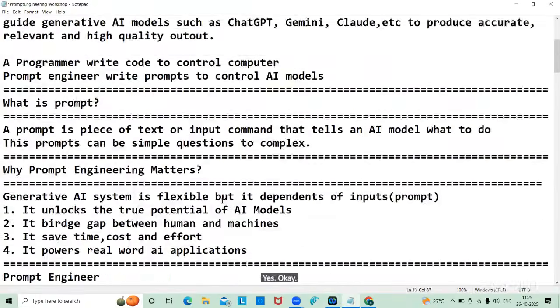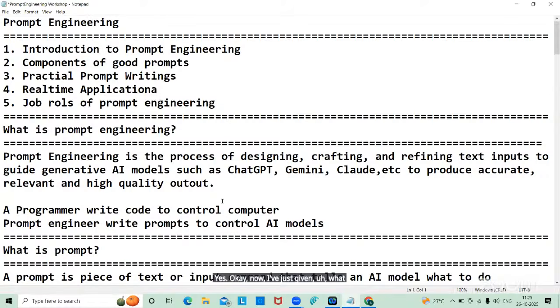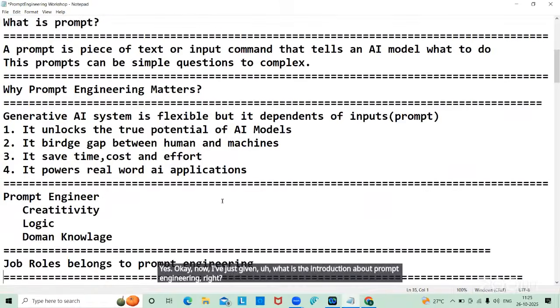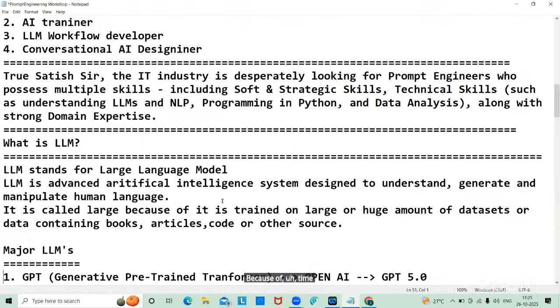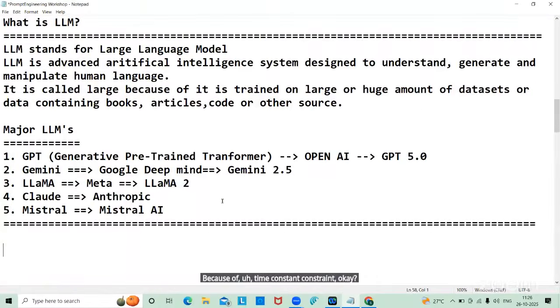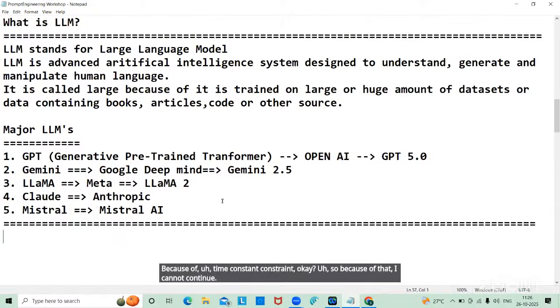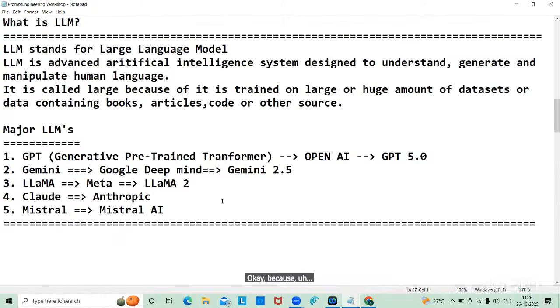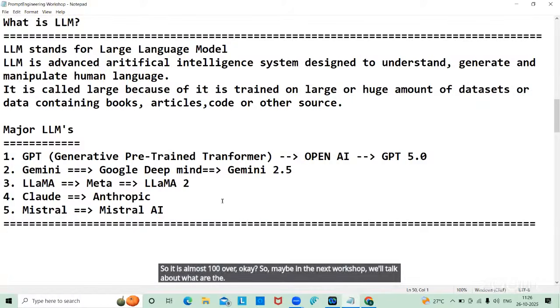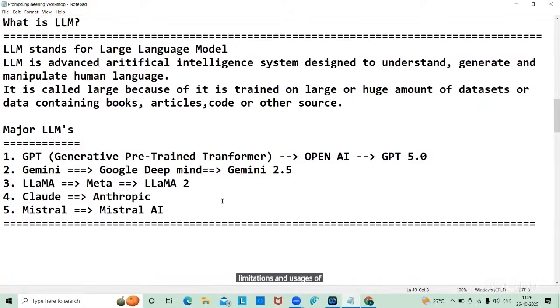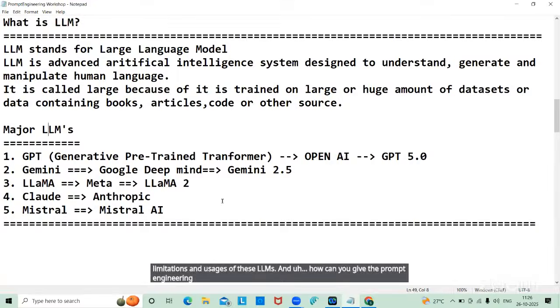Okay. Now, I have just given the introduction to prompt engineering, right? Because of the time constraint, I cannot continue. Today I planned only for 1.5 hours, and it is almost 1.5 hours. So maybe in the next workshop we'll talk about the limitations and usages of these LLMs, and how you can write prompts effectively. All this we'll see. Okay.